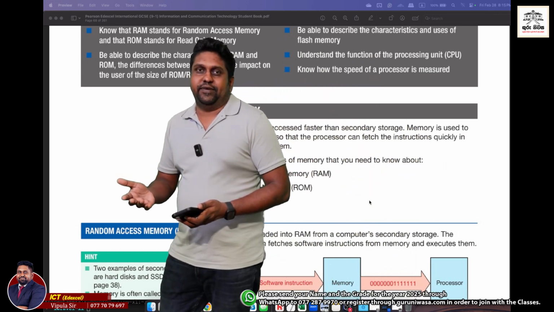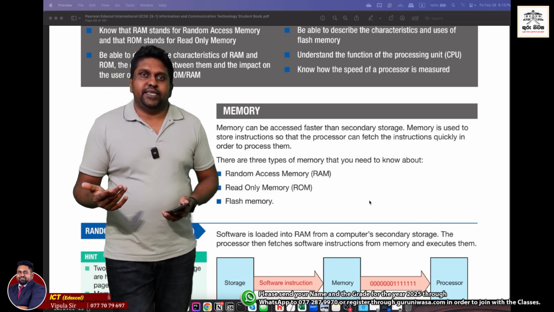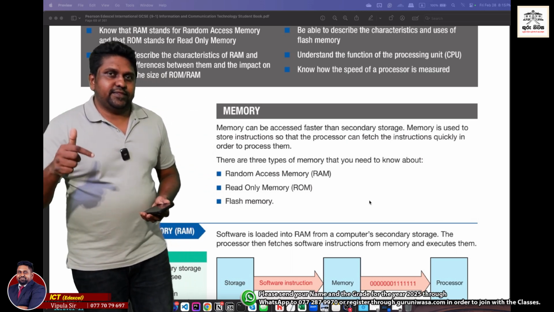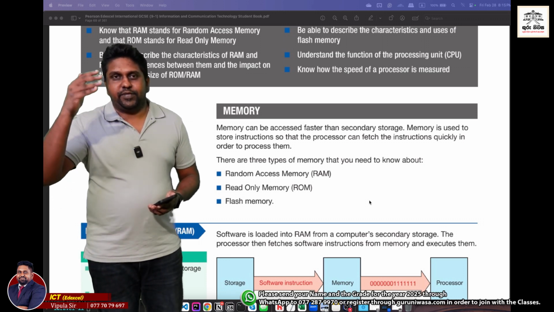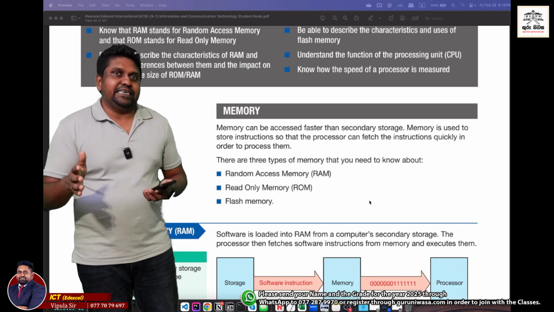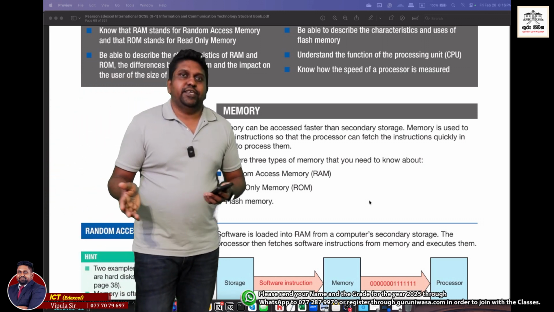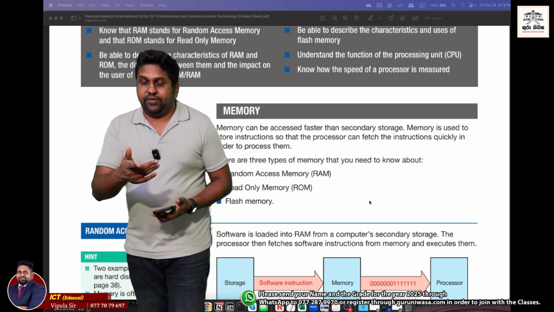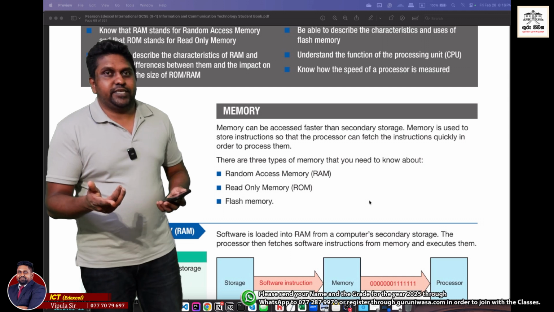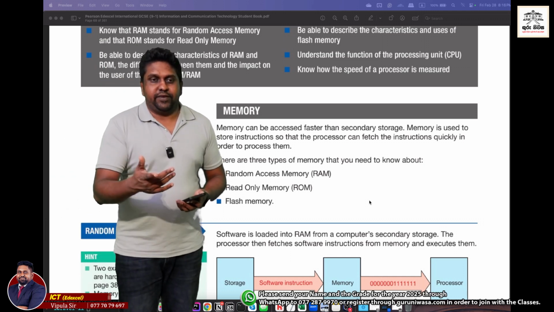So usually you will have that file stored in your storage, your hard drive, right? And then when this file needs to be opened, it will first copy the contents of this file into the RAM. Okay, so I have uploaded the video on my channel, so you can find the links there.